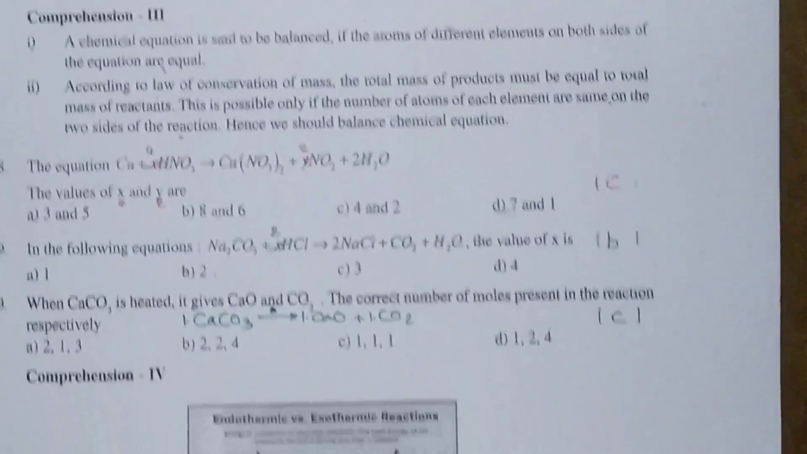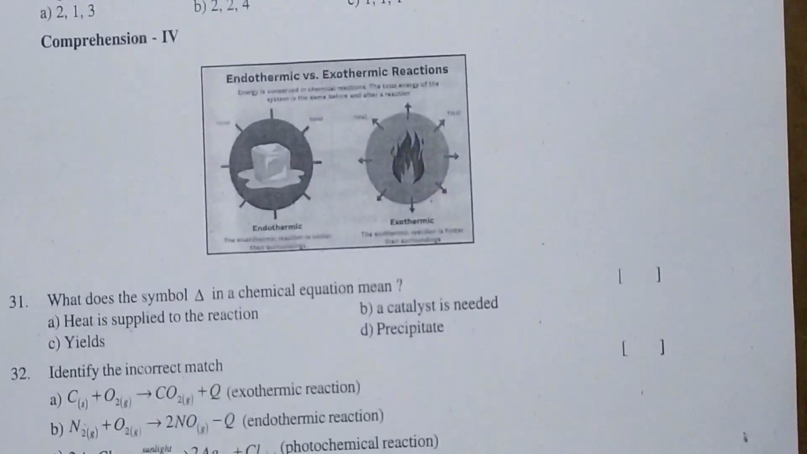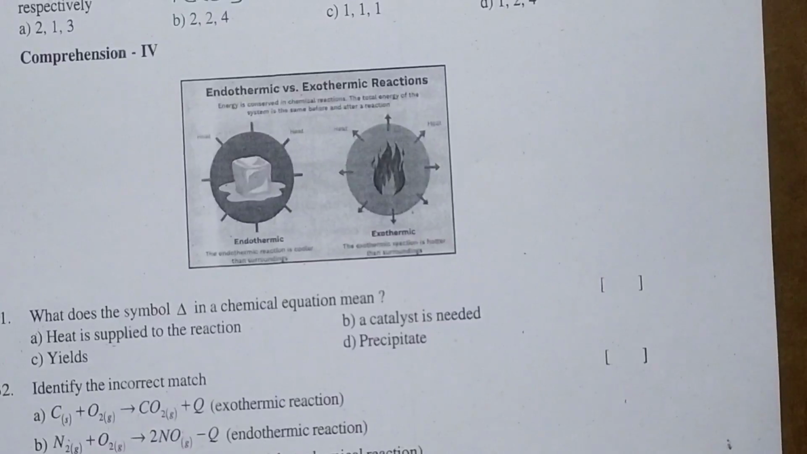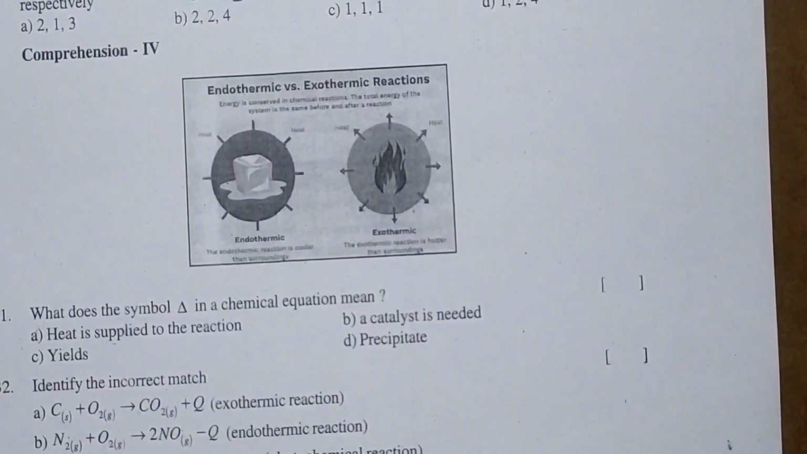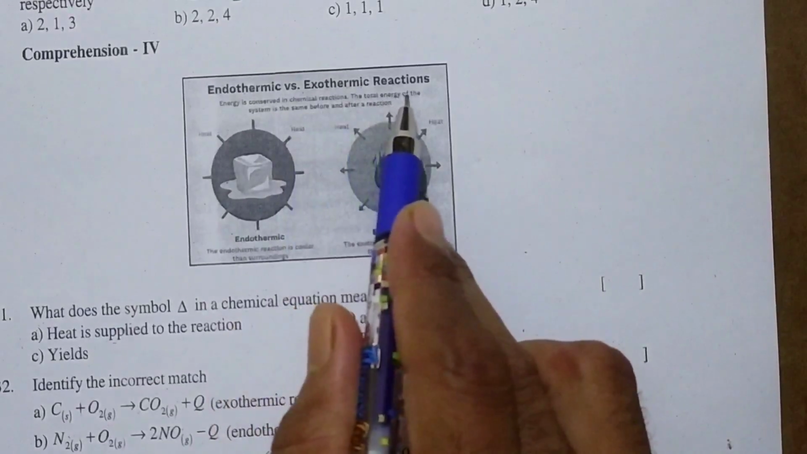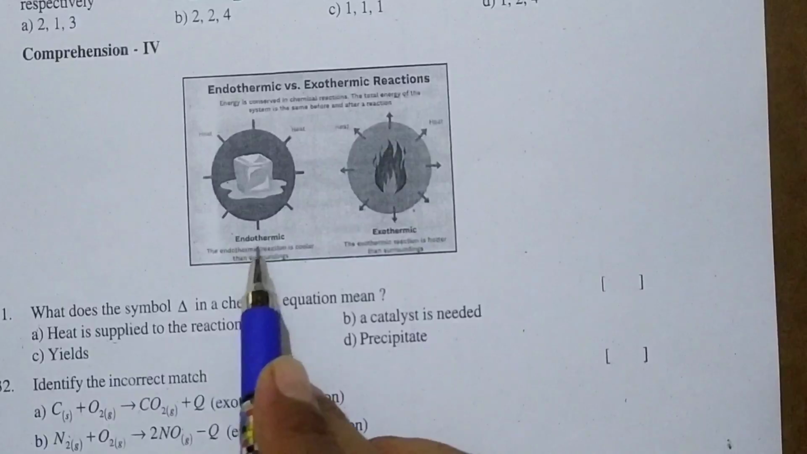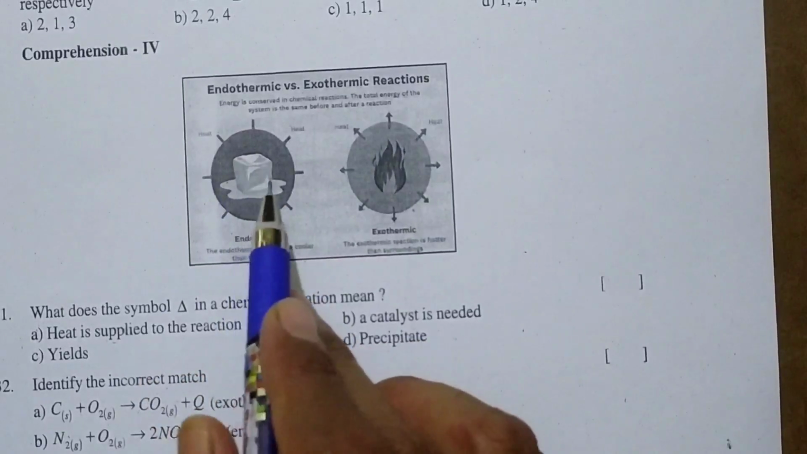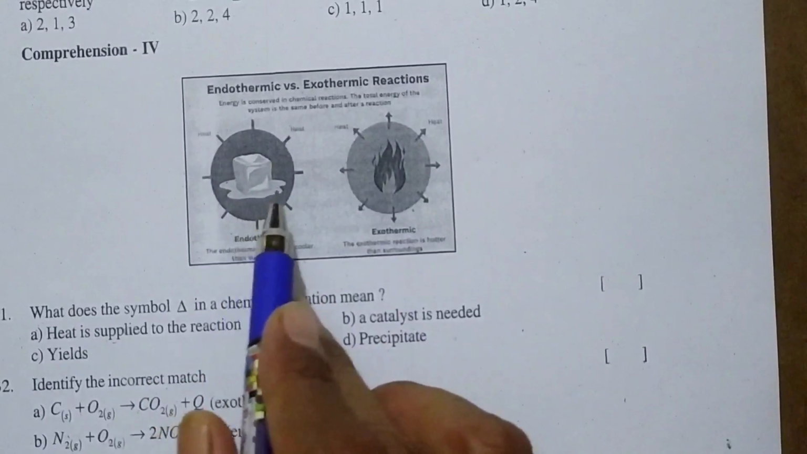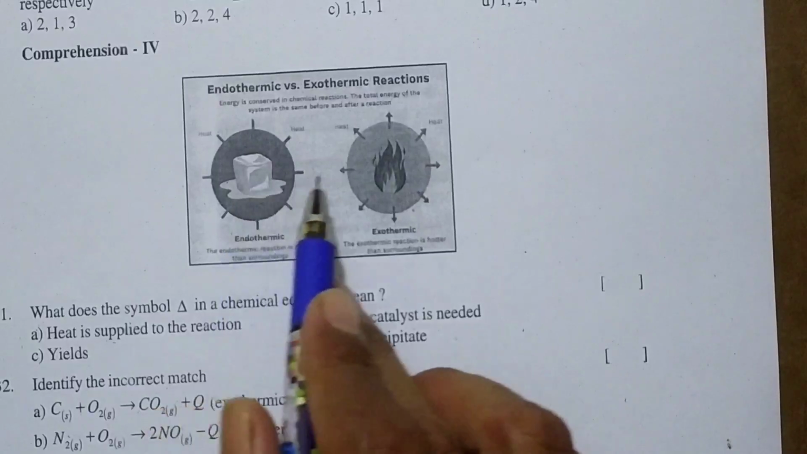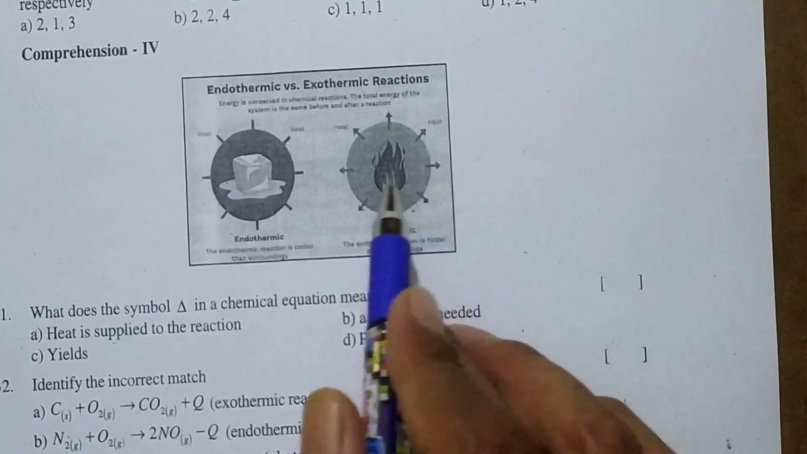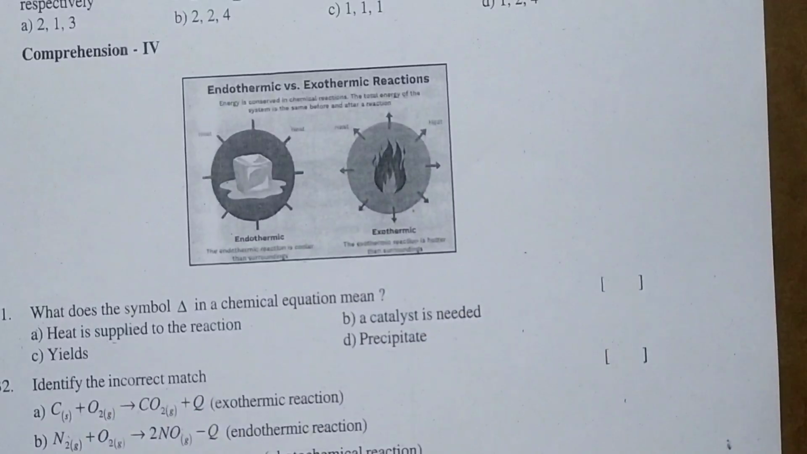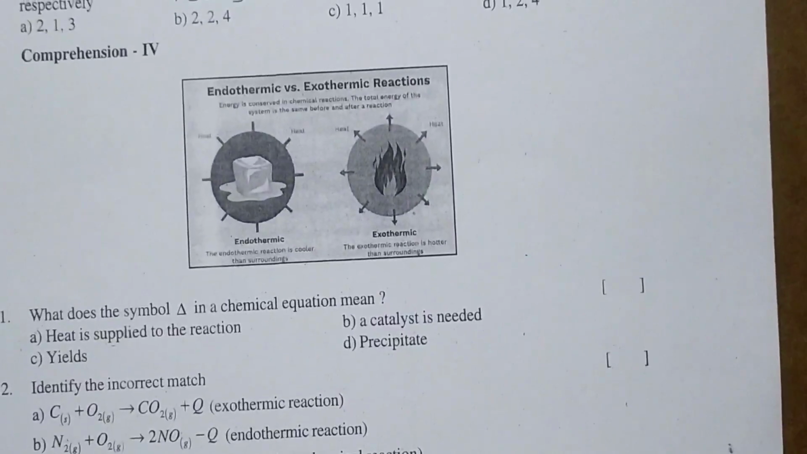Now let us see comprehension 4. Let us read what is given. This is on endothermic versus exothermic reactions. As we know, endothermic is nothing but the reaction where heat is required. Exothermic means the reaction where heat is evolved, heat will be given out. Now let us see the questions based on it.